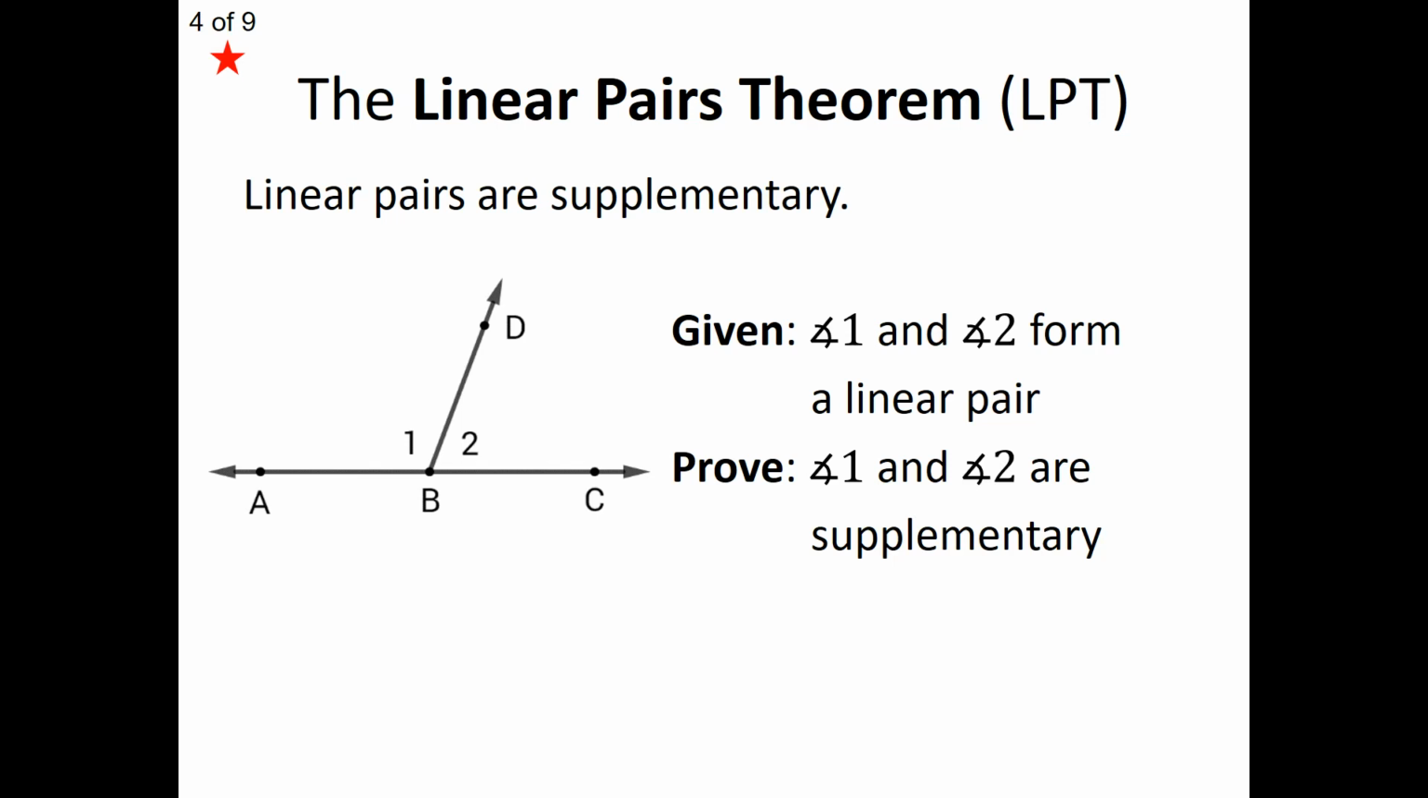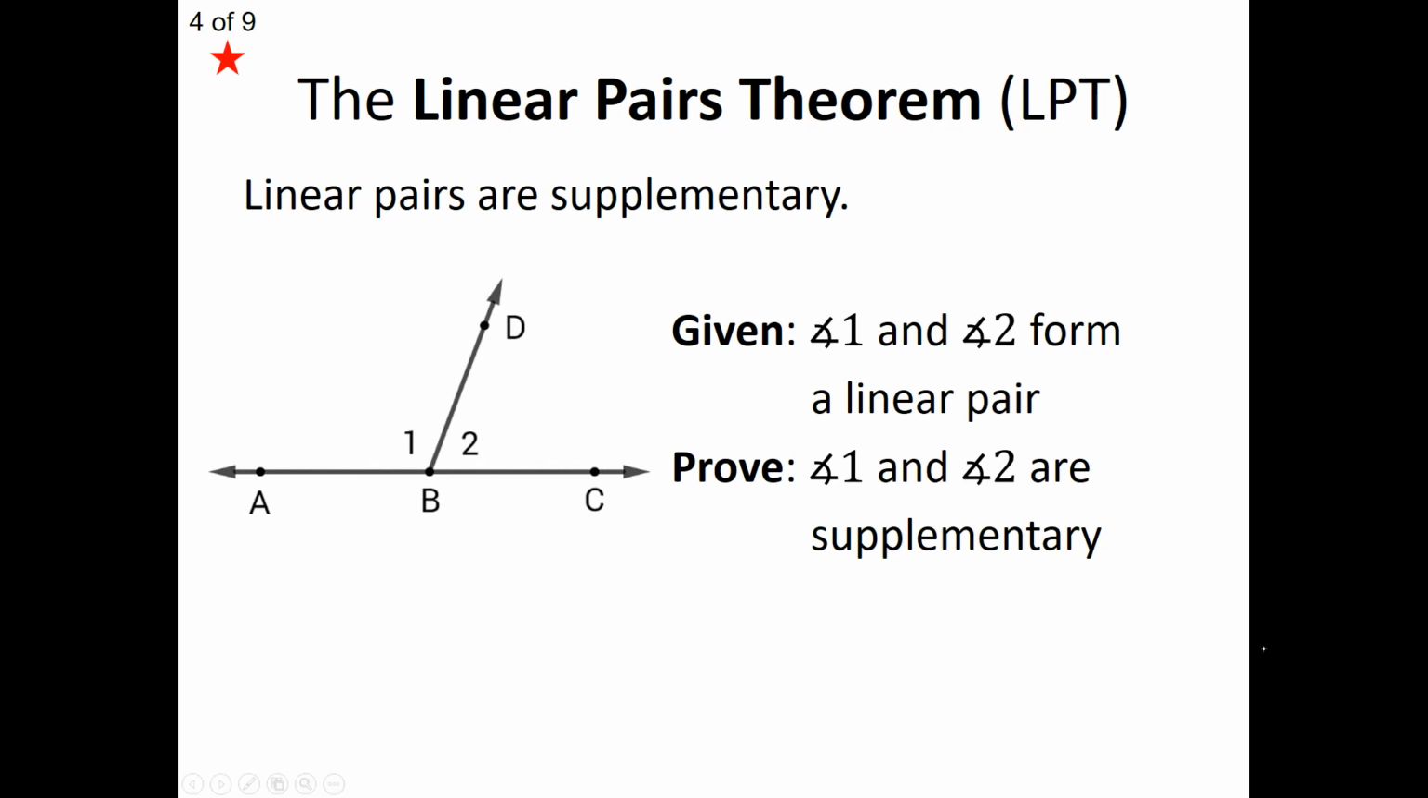Before we get to our column format, again, let's set up the linear pairs theorem. Basically, the conditional says that all linear pairs are supplementary. Or if we read it as an if-then statement, it would say if two angles form a linear pair, then they are supplementary. So we're given that angle 1 and angle 2 form a linear pair. We have our diagram, and we're going to prove that angle 1 and angle 2 are supplementary.